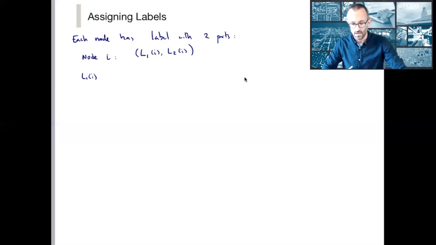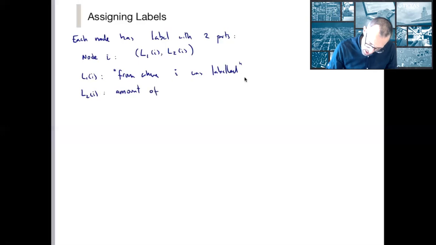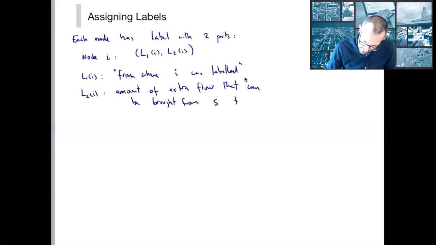Okay, so that means that every node I was labeled when some other node was being scanned. So L1 of I is from where I was labeled, meaning which node was being scanned. And L2 of I is the amount of extra flow that can be brought from S to I. So let me explain with an example.